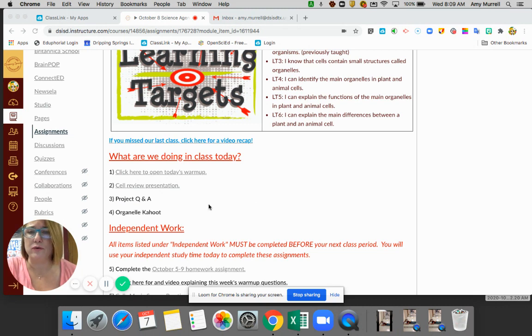Next, we reviewed our material from the previous day with a review presentation. So we've been working on organelles, and we've learned that there are 7 main organelles, 2 of which are found only in plant cells. So there are 2 types of cells. There are plant cells and animal cells. Both of them are eukaryotic.